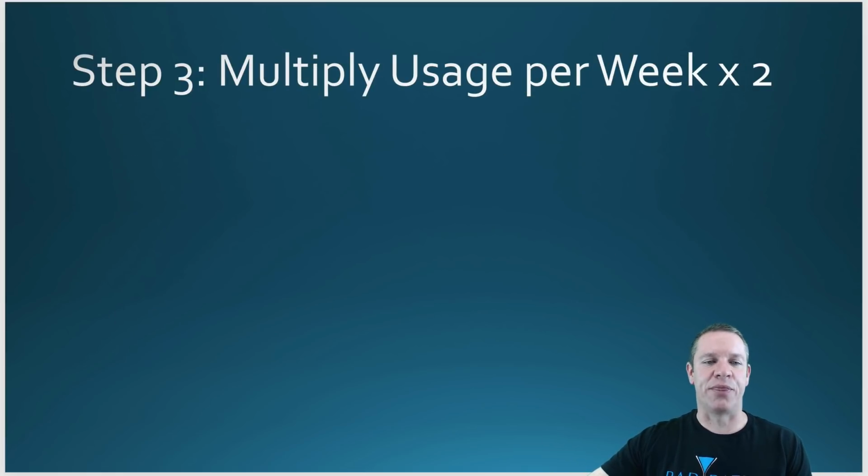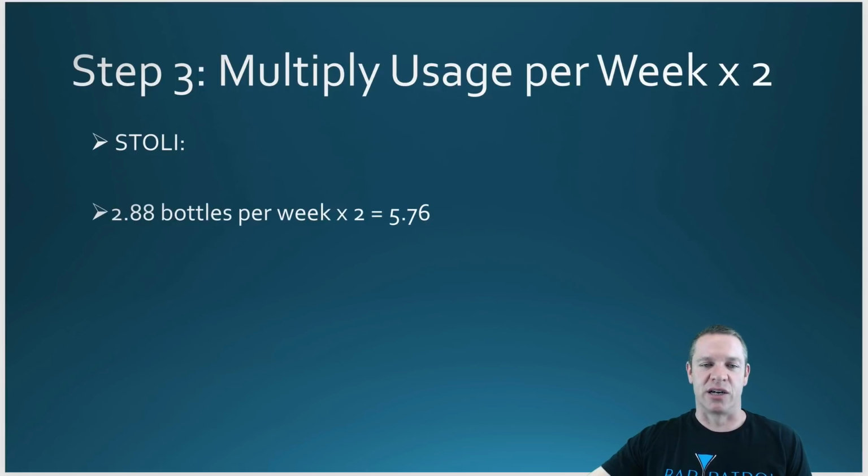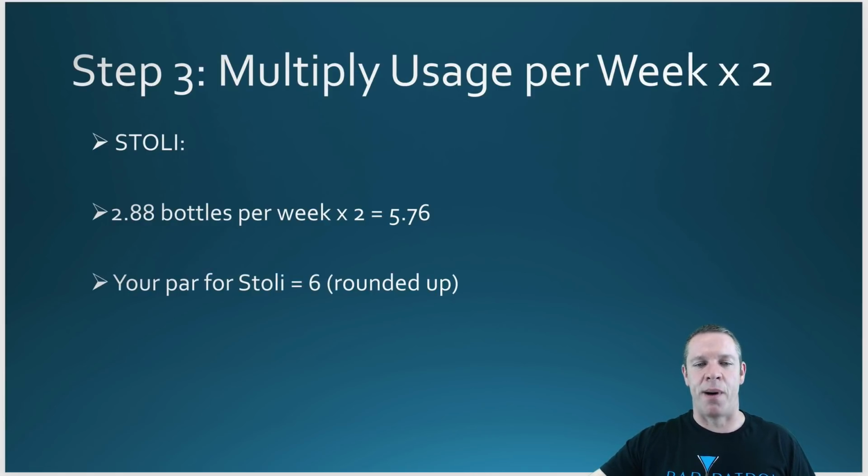Trust me. Step 3, we're gonna multiply that weekly usage that you just found out by 2. Very simple. So in our Stoli example, we had 2.88 bottles per week that we're using. Multiply that by 2, we get 5.76. We're gonna make it easy. We're gonna round up. So your par for Stoli is 6. Does that make sense? Okay, pretty simple stuff.